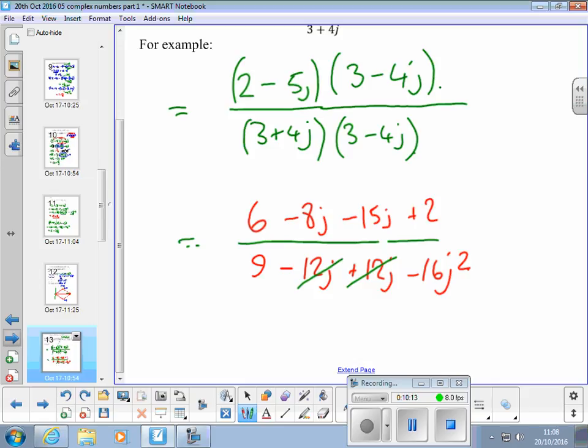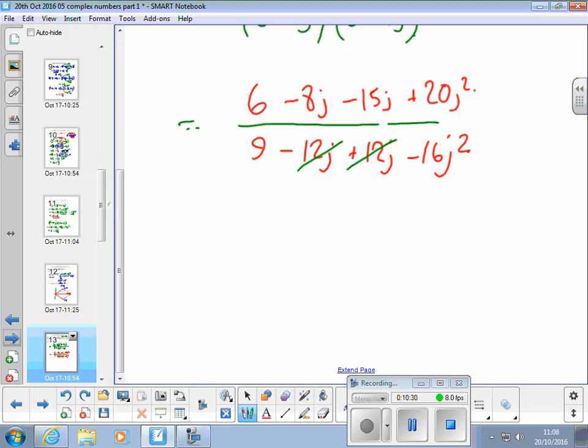Plus 20j squared. Yeah? Okay? Everyone happy with that? Everyone agree? Got there in the end? Right?